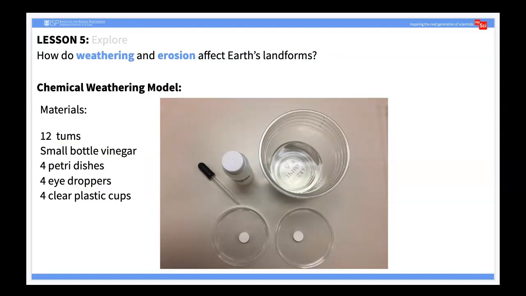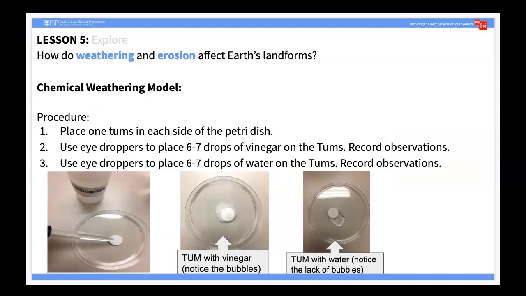Next, students will rotate between three stations' activities. At Station 1, students will observe a chemical weathering model to answer the testable question, how does changing the type of rain affect the rate of weathering of rock? Students will use an eyedropper to add vinegar to a Tums sample and water to a second Tums sample. They will compare differences in their reactions. Vinegar should cause the Tums to bubble, while water does not.